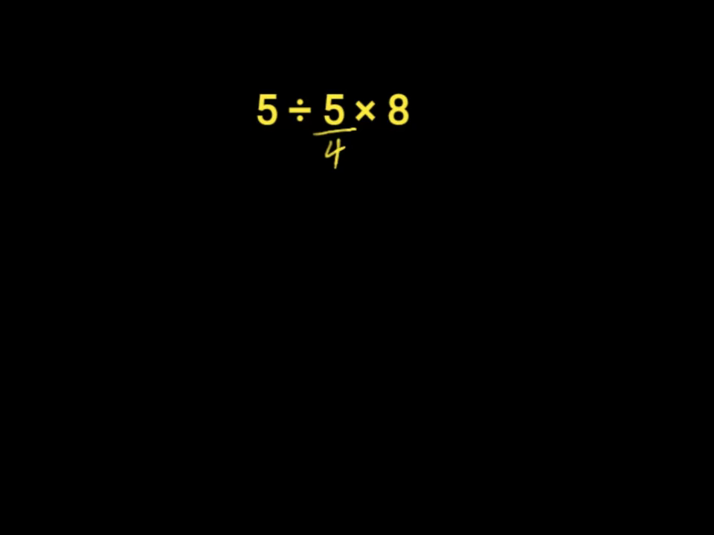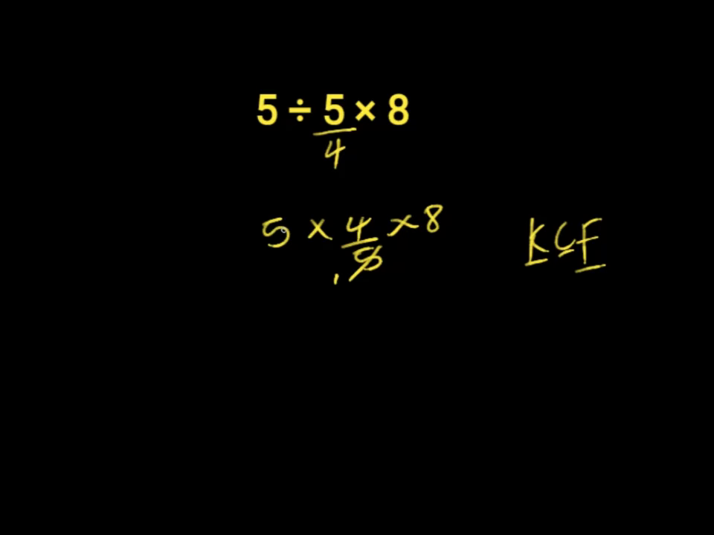First of all, we solve our 5 divided by 5 over 4 using KCF. K stands for keep, C stands for change, and F stands for flip. We are going to keep 5, change division to multiplication, then flip 5 over 4 to 4 over 5, then bring down our 8 here.